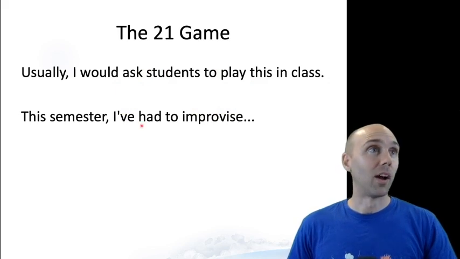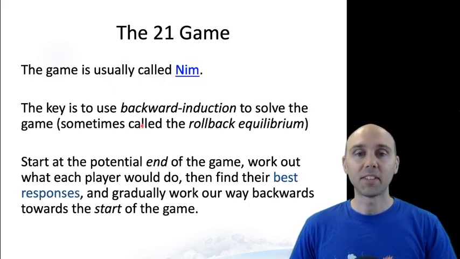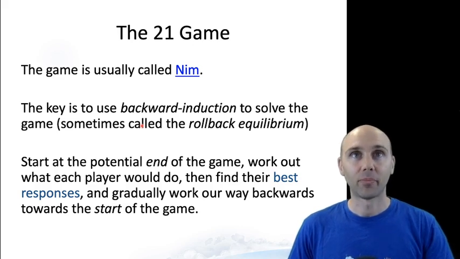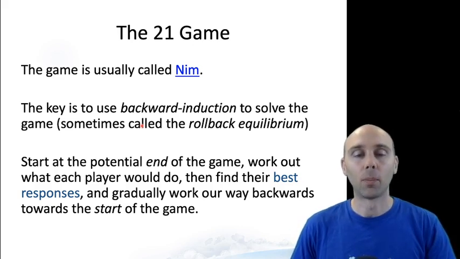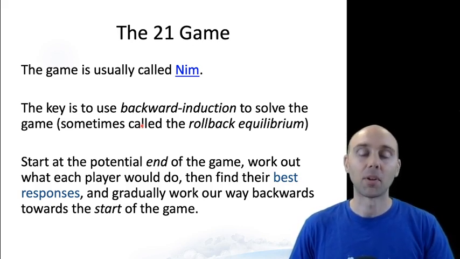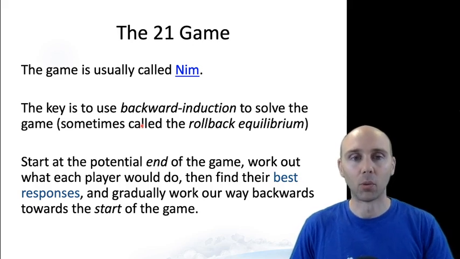So I won. I beat Hollywood. Now this game, some of you might know, is called NIM. And the key to solving it is using a technique that we use quite often in game theory called backward induction, sometimes also known as a rollback equilibrium.